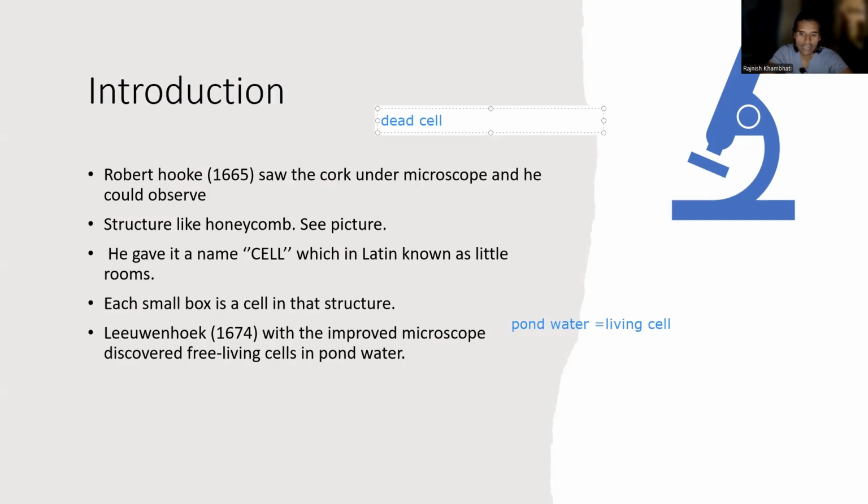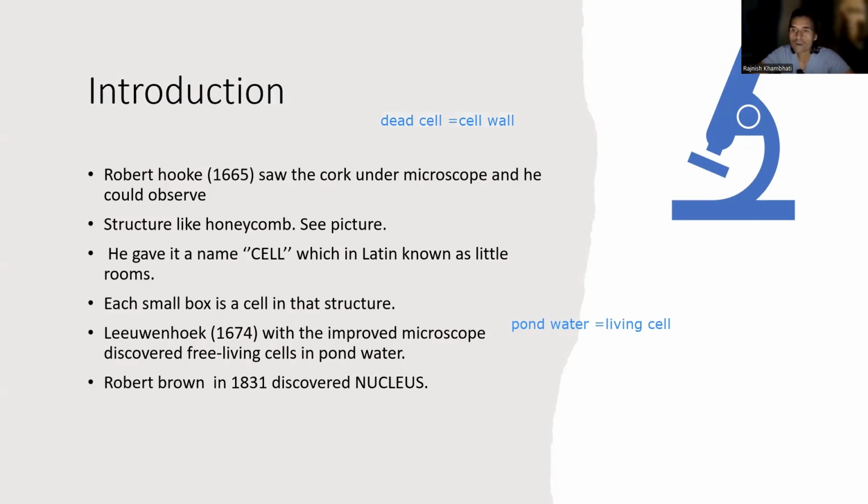If you differentiate between Robert Hooke and Leeuwenhoek, Robert Hooke saw dead cells, and actually it was just a cell wall. Not living cells, dead cells, and that too a cell wall. But Leeuwenhoek observed water and could observe living cells. So Leeuwenhoek was the first scientist to observe living cells under a microscope in 1674.